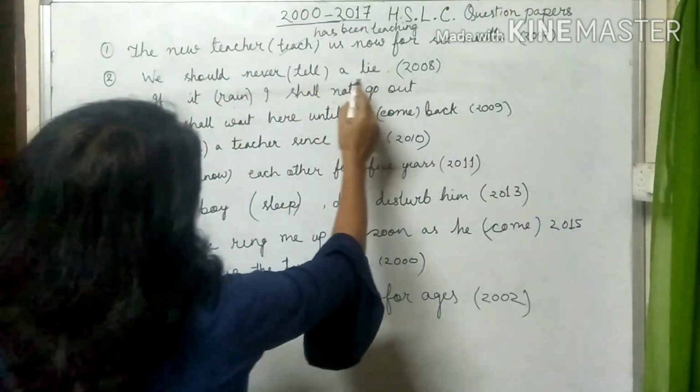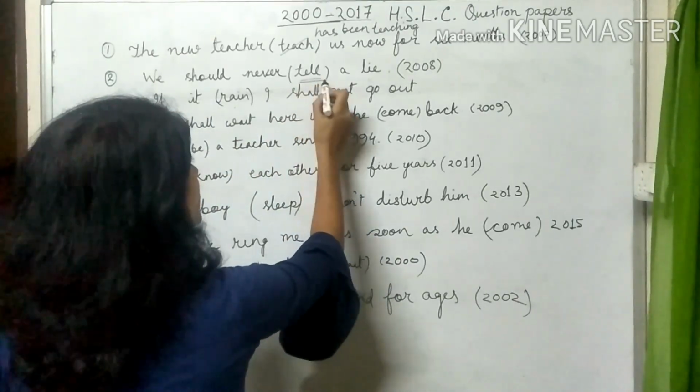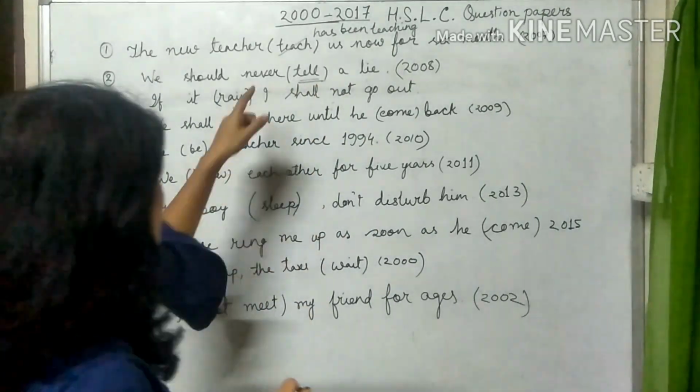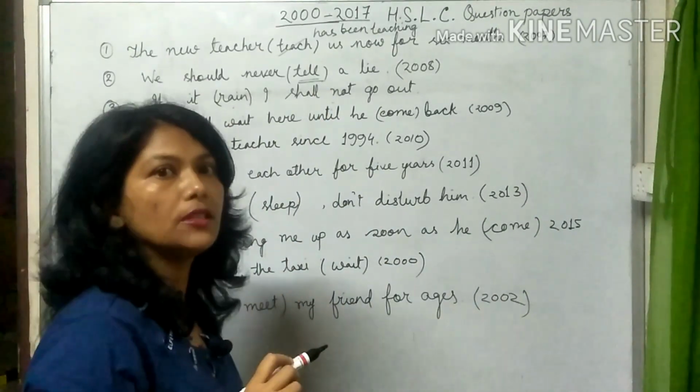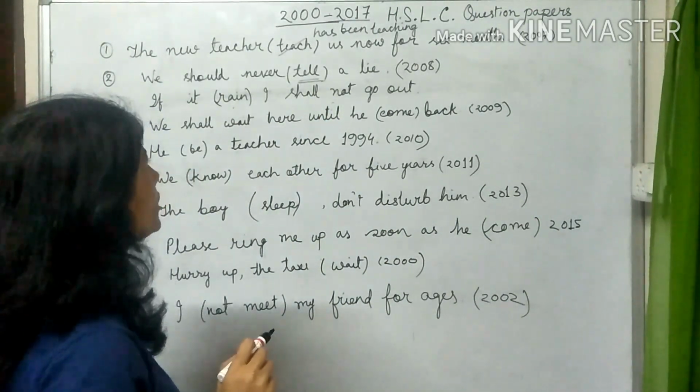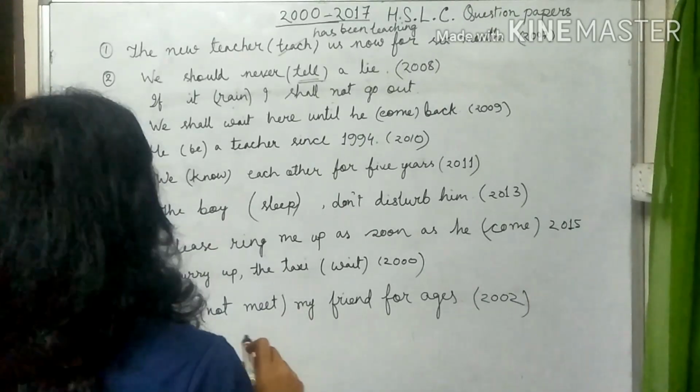We should never tell a lie. So tell will remain same here because this is an advice. Here we have to write simple present. We should never tell a lie.